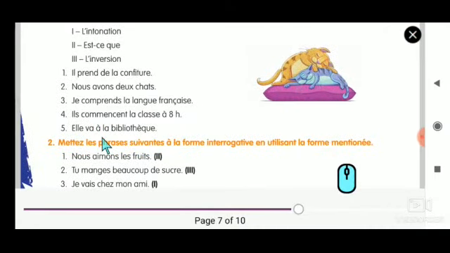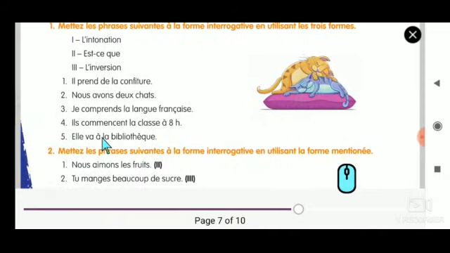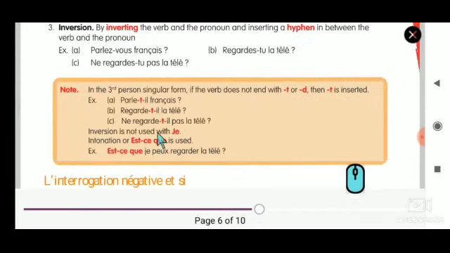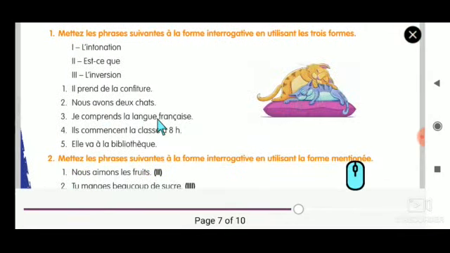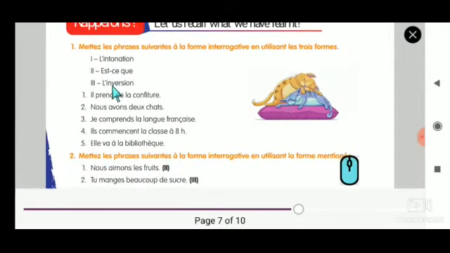Okay. Elle va à la bibliothèque? Question mark. Est-ce qu'elle va à la bibliothèque? Question mark. Now when we inverse this, both become a vowel. Va-t-elle. So we should introduce a T that is given in the note here. Va-t-elle à la bibliothèque? Question mark. So that is the 3 methods we have to learn. Okay. L'intonation, est-ce que, inversion.